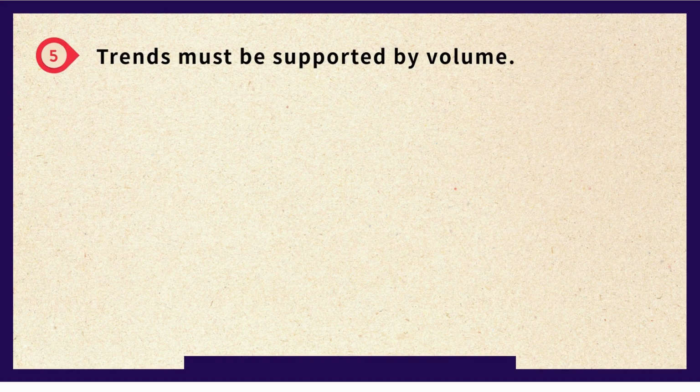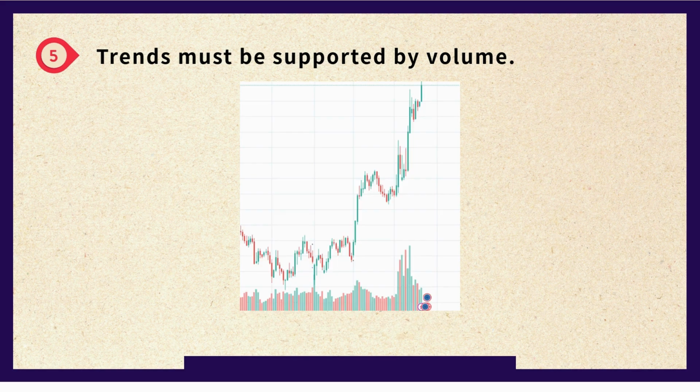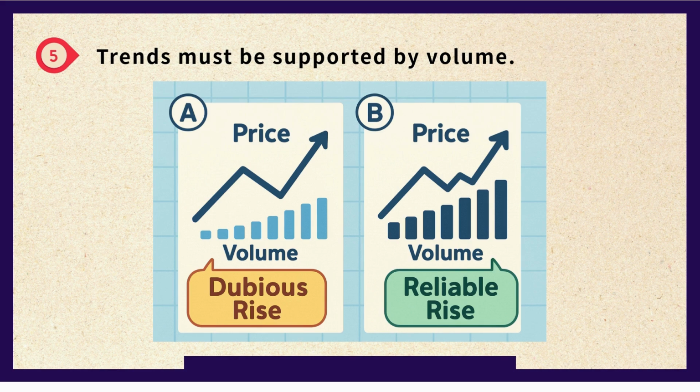The fifth principle, trends must be supported by volume, will be explained next. This means that when a price rises or falls, the volume, trading activity, should also increase. For example, in an uptrend, the price should rise with increasing volume, while in a downtrend, the price should fall with increasing volume. This correlation between price and volume helps confirm the strength of the trend. At certain points, the price is rising alongside an increase in volume, which we interpret as a reliable rise according to Dow theory. By observing volume, you can determine whether the trend is genuine or not.